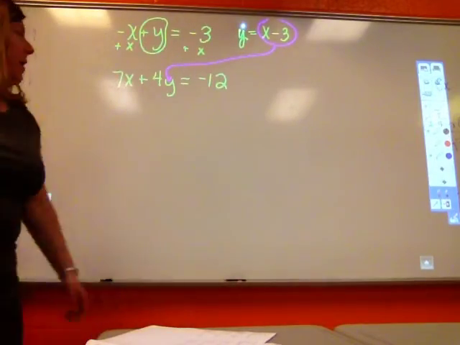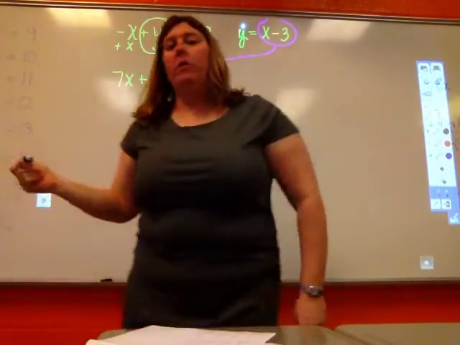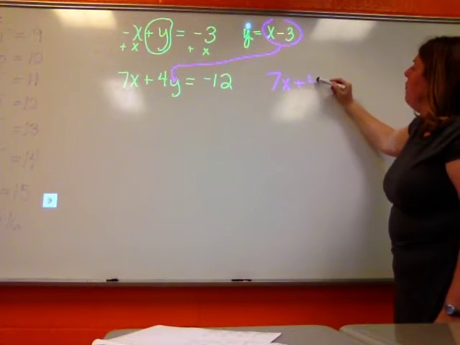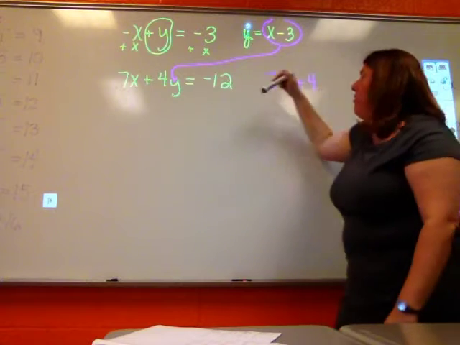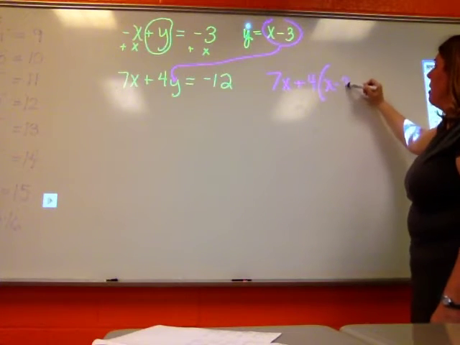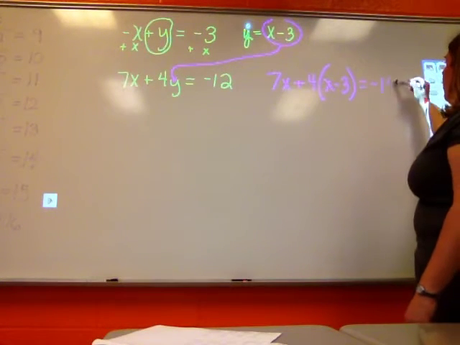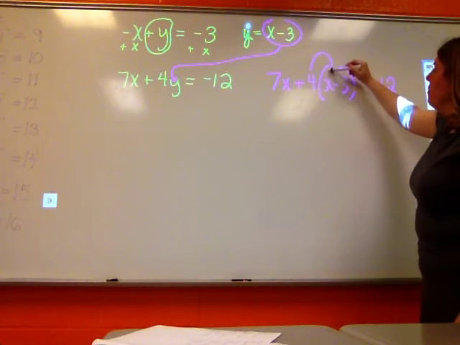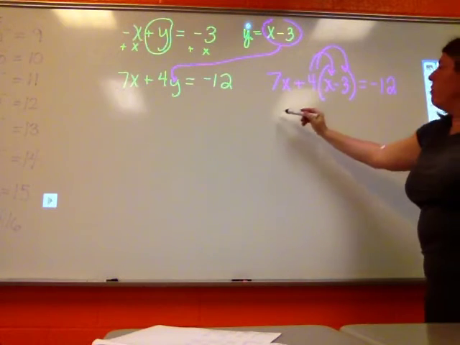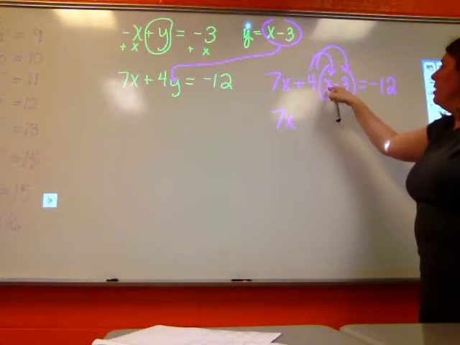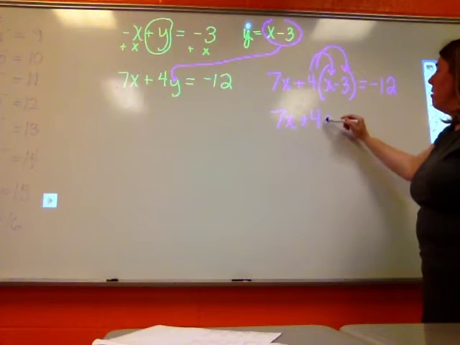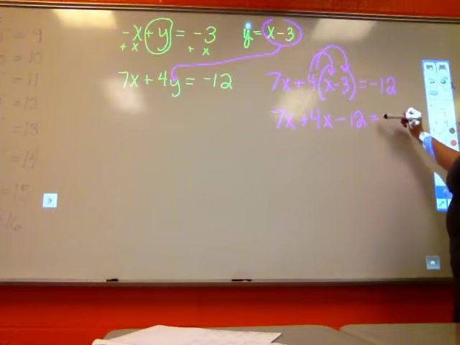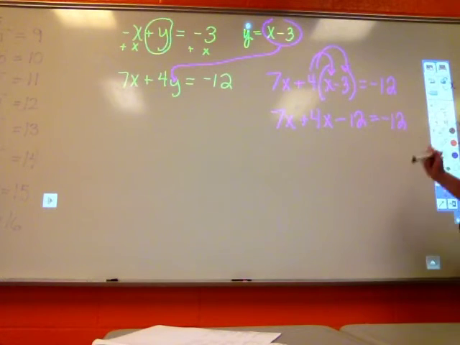When I do that, I'll come back over here. I'm going to get 7x plus 4, and then this whole thing goes in there, so I have to put it in parentheses: x minus 3, and that's equal to negative 12. Okay, so here I go. I've got to distribute this 4. So 7x, 4 times x is a positive 4x. A positive 4 and a negative 3, though, is a negative 12, is equal to negative 12.